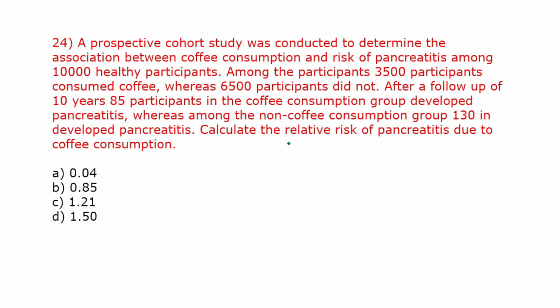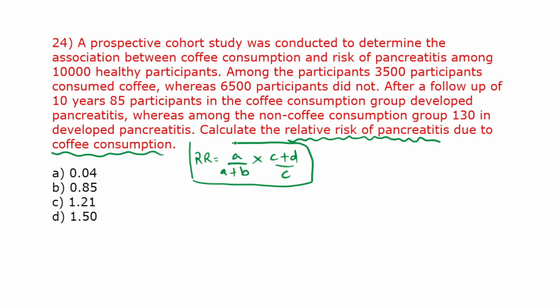Let us see how we calculate the relative risk of pancreatitis due to coffee consumption. First of all, we will put the formula of relative risk. Relative risk is equal to A by A plus B, divided by C by C plus D. This is the formula of relative risk. Now what is A, what is B, what is C and what is D? We have to derive from the question.